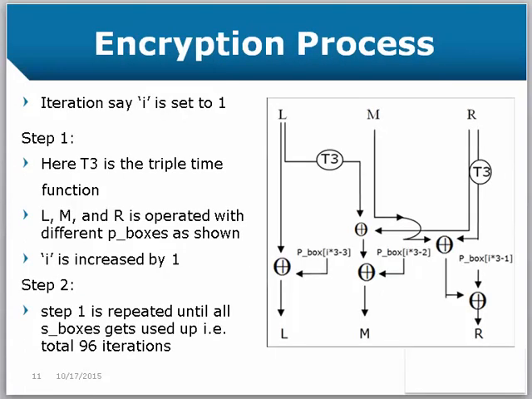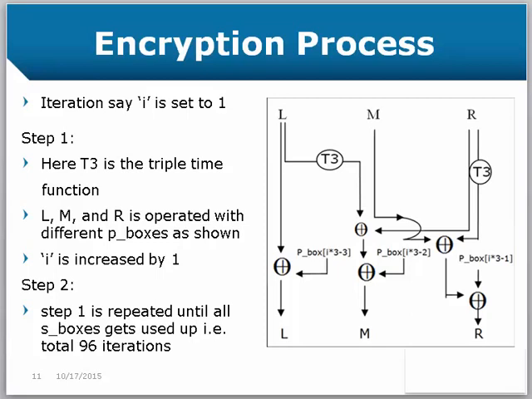Now iteration I is set to 1. Here in the diagram you can see T3. T3 is the triple time function, which is a very complex function as I explained earlier. Here L, M and R are operated with different P boxes as shown. Here you can see that the leftmost, middle and rightmost are first passed through the triple time function and then stored with the corresponding P boxes. You can assume that the merging with P boxes not only makes it P box dependent, but also makes it time dependent and block size dependent.